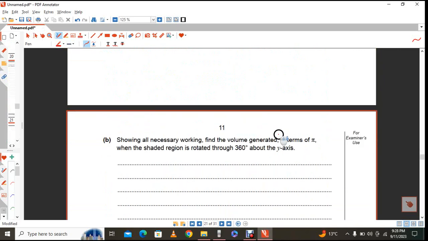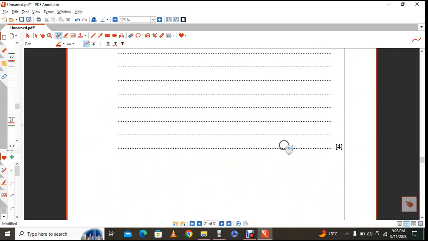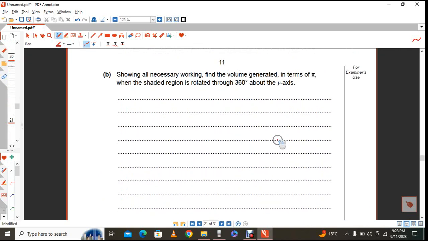So I'll just simply refer back to that. So for 4 marks, it says, showing all necessary working, find the volume generated. So that solid that will be generated there, in terms of pi. Okay, so it's like a little disk if you really had to look at it. We have to then find that volume when that shaded region is rotated through 360 degrees about the y-axis.